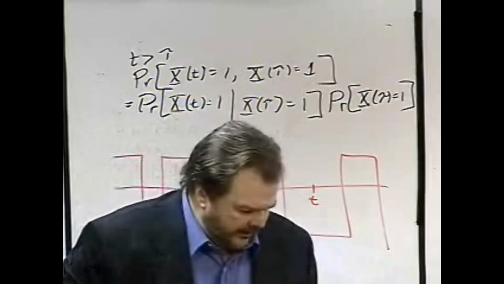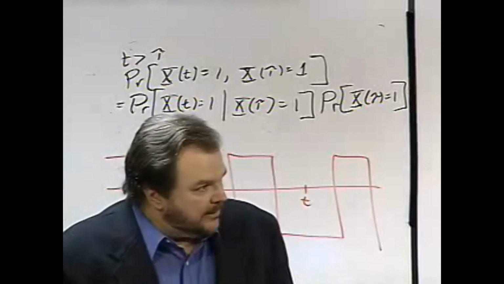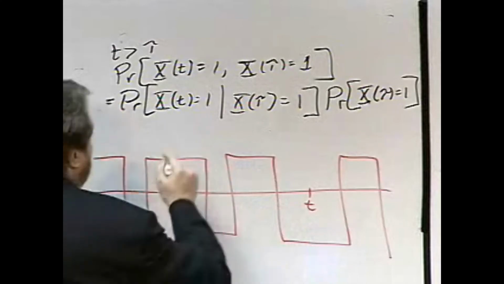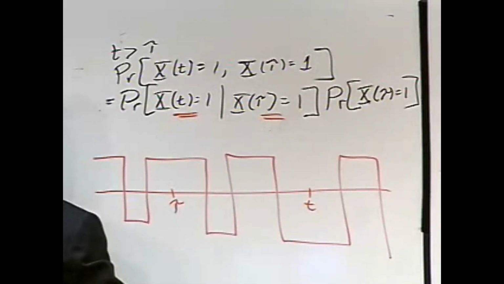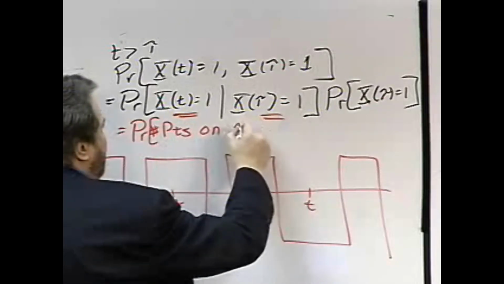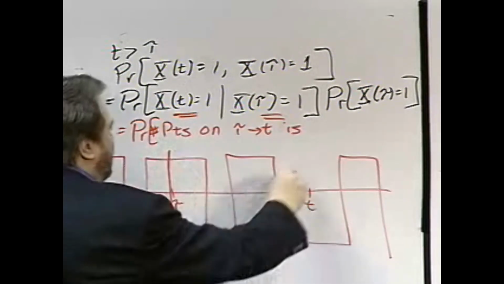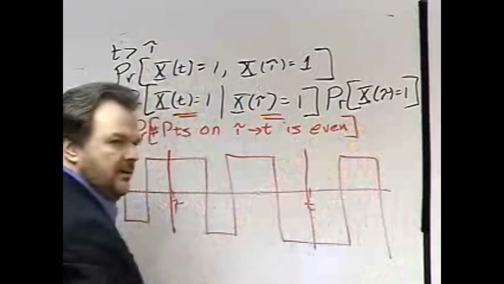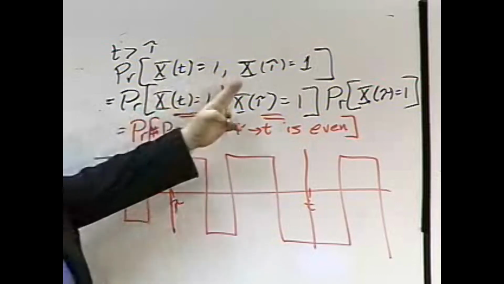Remember with our sum process and our counting process, how we divided the intervals into disjoint intervals where we could take advantage of the independence in each interval? We're doing the same thing here. Notice that the conditional probability is nothing more than the probability that the number of points on the interval from tau to t is what? Even. So by breaking it up into this conditional probability, I can just look at this interval and ask myself, is the number of points there even? Agreed? Well, no, I'm asking x of t is equal to 1 and x of tau is equal to 1.